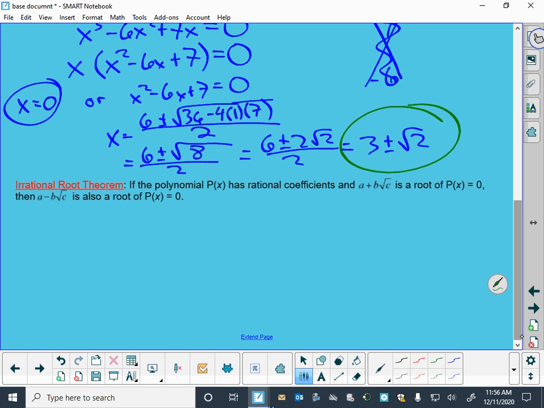that says if the polynomial has rational coefficients, so if all the coefficients are rational numbers, and a plus, that's too small to see, it says if a plus b times the square root of c is a root of the polynomial, of the equation p of x equals 0, then a minus b times the square root of c is also a root. Okay. So if it has one irrational root, it has 2. And those 2 are very similar. It's just one of them has the plus in the middle and one of them has the minus in the middle that we get from that quadratic formula.